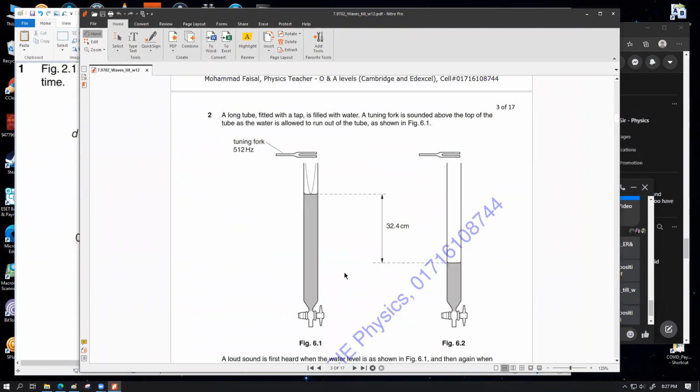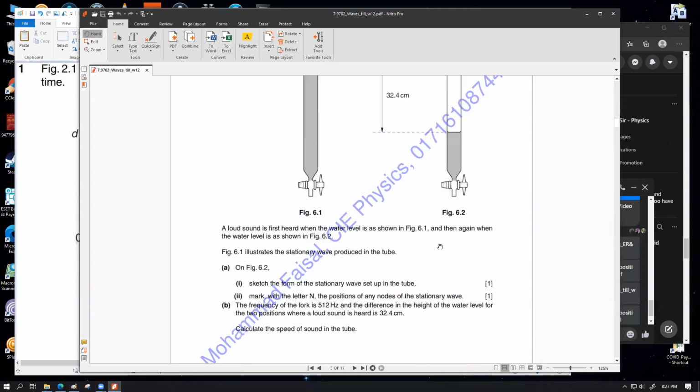And let's look at question number 2. Question number 2 is actually pretty simple. You have already seen this thing in action. We have a little bit of end correction over here, so that's why we do not use lambda by 4. We use L2 minus L1 equals lambda by 2. So this distance over here is going to work as lambda by 2.